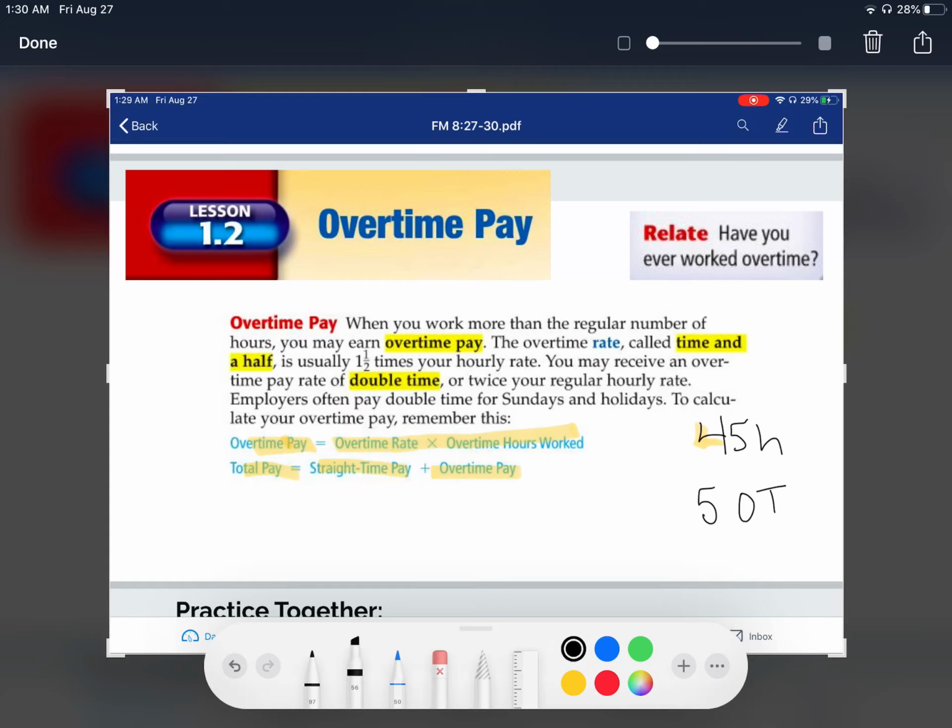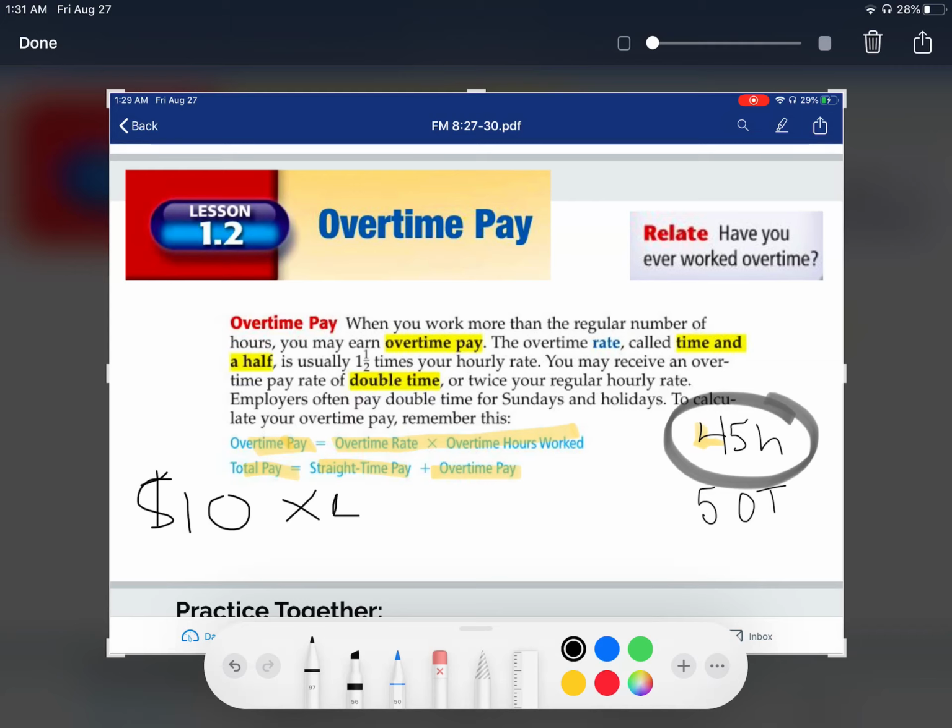Well, what does that mean, Miss James? Well, for this example, we're saying that you work 45 hours. Let's just say, hypothetically, that you make $10 an hour. For the first 40 hours that you work, you get paid $400. That is your straight time pay. That is how much you get paid at your regular rate for your regular hours.